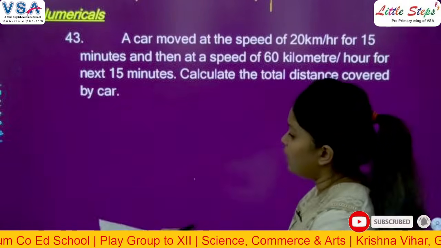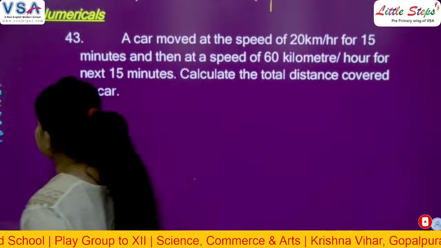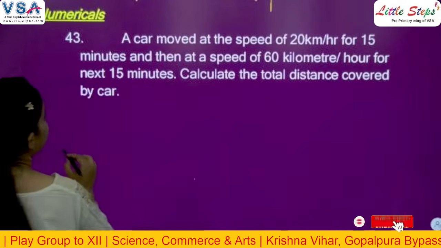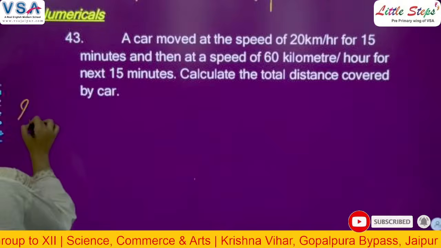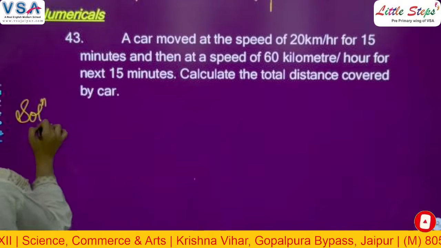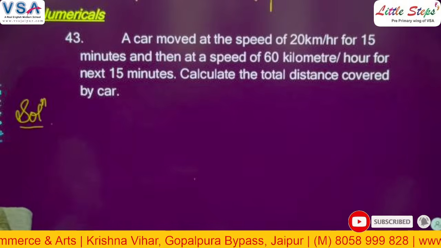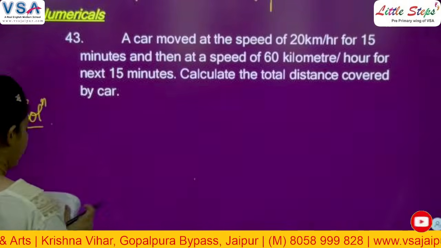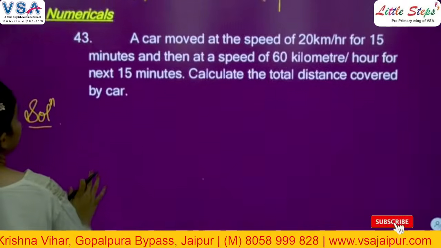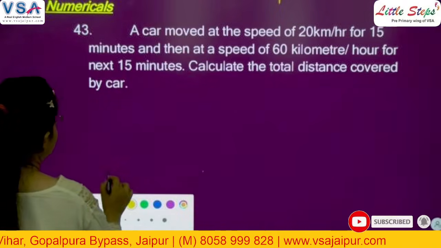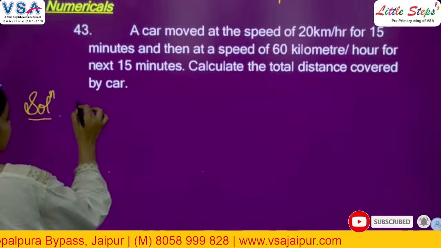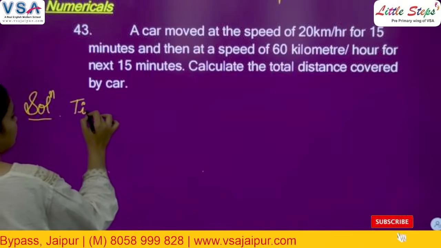As we all know, a car moved at the speed of 20 km per hour for 15 minutes and then at a speed of 60 km per hour for the next 15 minutes. Calculate the total distance covered by the car. So firstly, we have to find out time. So for that, time 1.